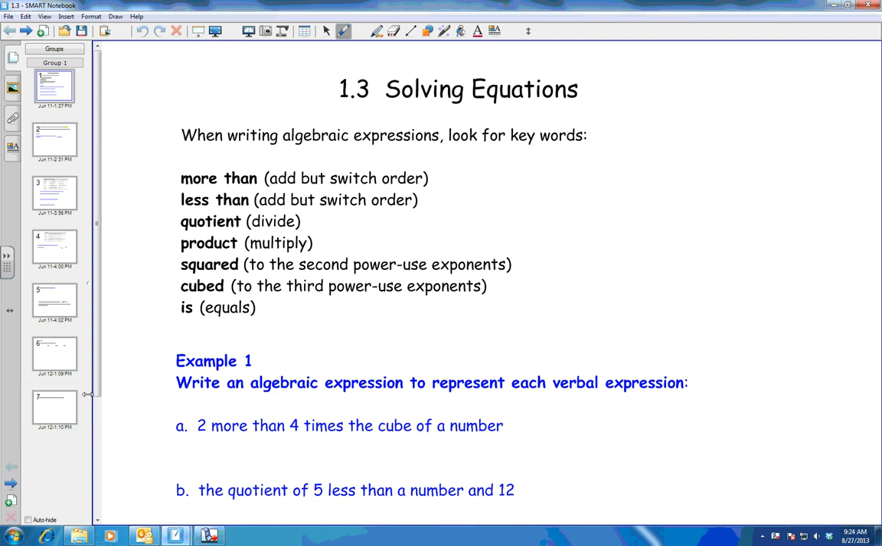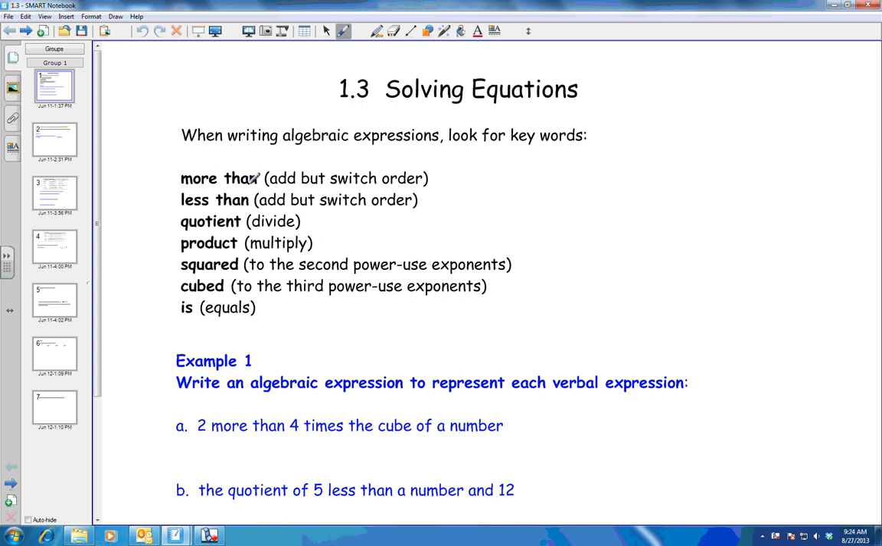Okay, this is section 1.3, solving equations. And the first thing we're going to look at is, when writing algebraic expressions, we're going to be looking for keywords. More than, okay, we know that more than means add, but we're going to switch the order of the numbers as they come in the expression. And I'll show you what that looks like.